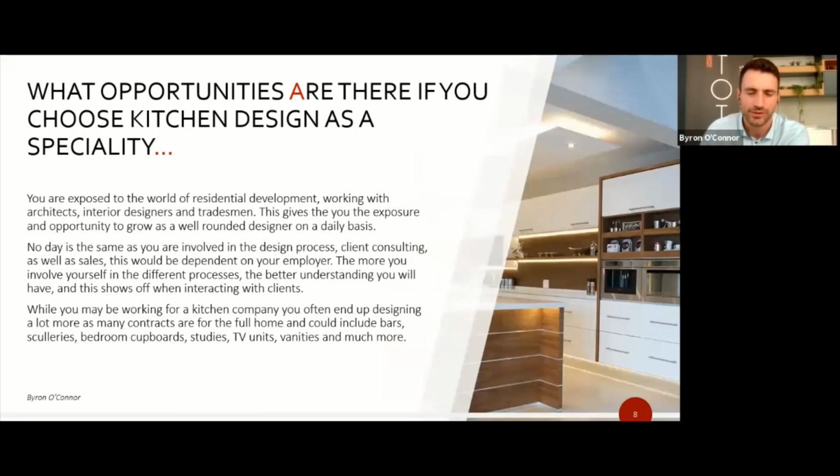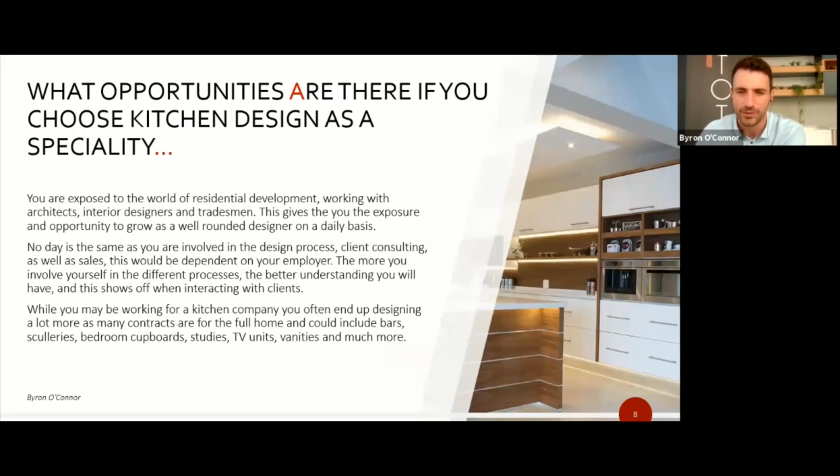So you're exposed to these different trades, if I can call it, these different specialities, being exposed to the different elements of the house, and that gives you the opportunity to network, really give yourself an opportunity to expose yourself in the working environment, in the working industry.